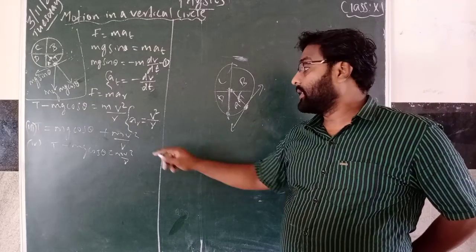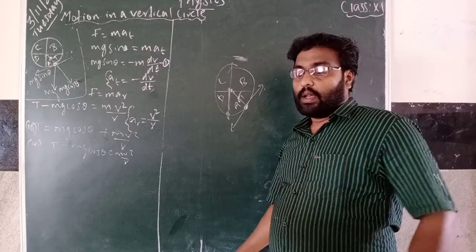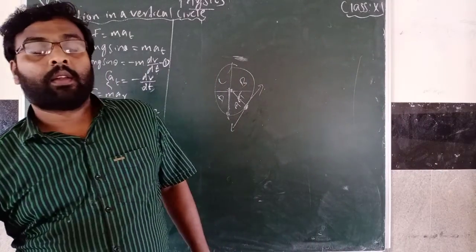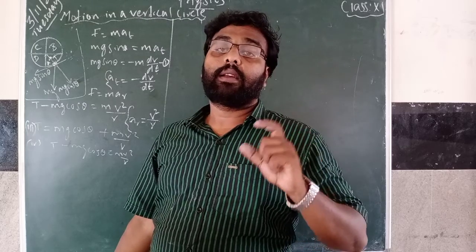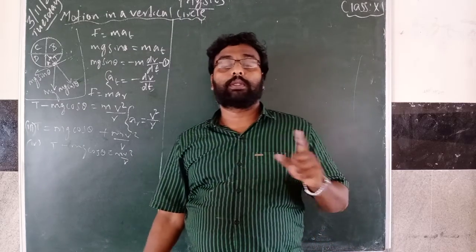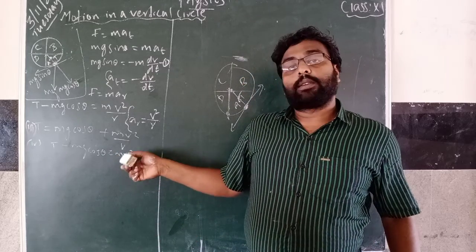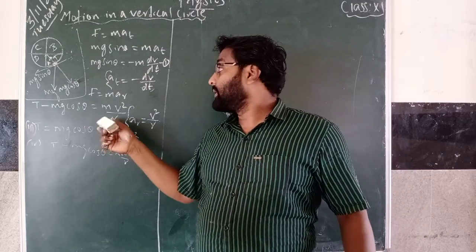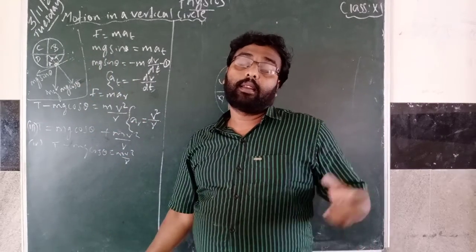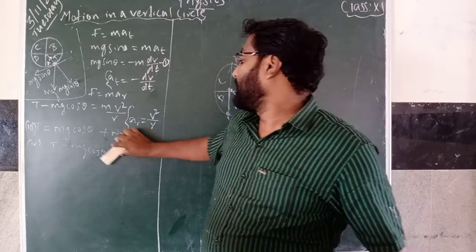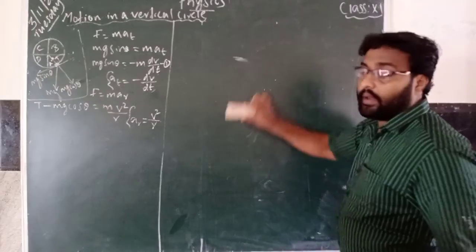And the third one is this equation T is equal to mg cos theta plus mv square by r, which shows the motion in the sections A and D. There, cos theta is a positive value. And the last one is T minus mg cos theta is equal to mv square by r. This motion shows which section? B and C. There cos theta we will get as negative.